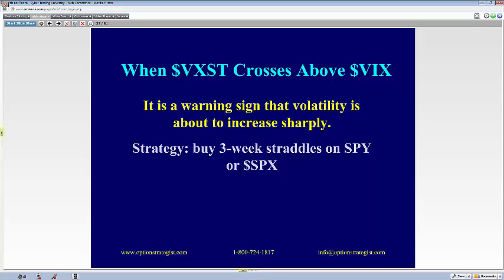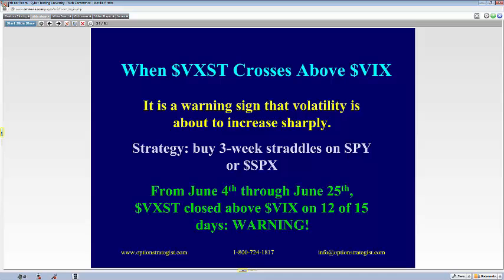So last October, we had probably 5 or 6 of these buy signals that came in roughly together, with a great rally coming out of that. Now, there's one other one that we do pay some attention to, and that's when the 9-day, the VXST, crosses above VIX, the 30-day. And this is not a signal per se, but it is a warning that the stock market is going to become more volatile. And we back tested it. Usually the best thing to do when that happens is to buy like a 3-week straddle.